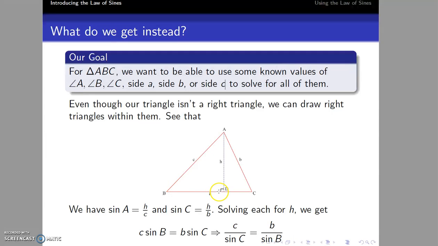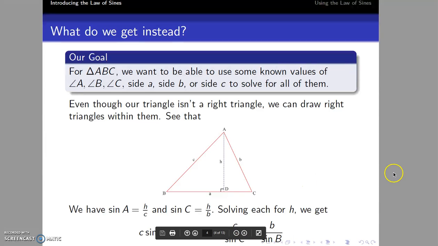So for triangle ABD, we can use the unchanged angle here, the unchanged side length here, C, and use this new value, H, and make a trig ratio that establishes that sine of B is equal to H over C, and that sine of C is equal to H over B. And those things together, if we were then to solve for H in terms of everything else, we would have H equals C sine B, and H equals B sine C.